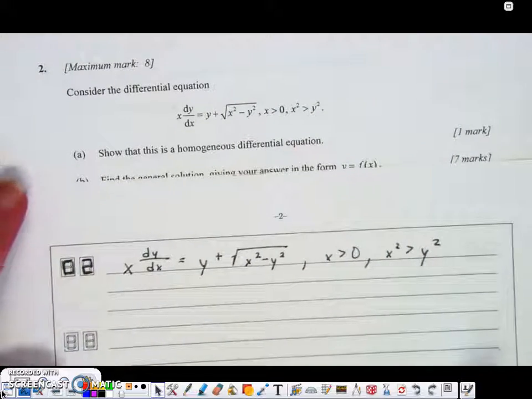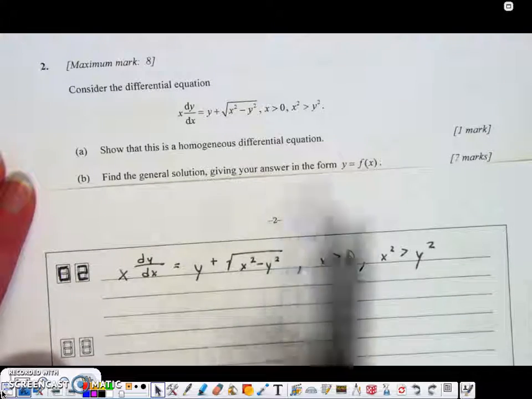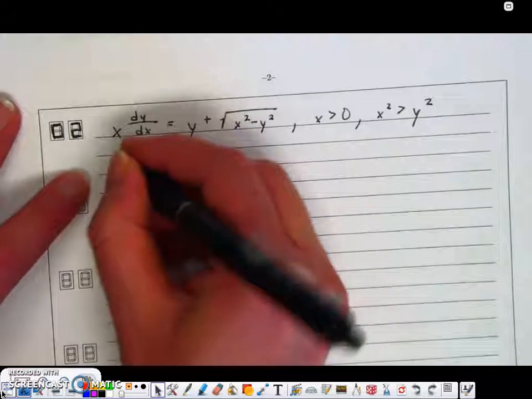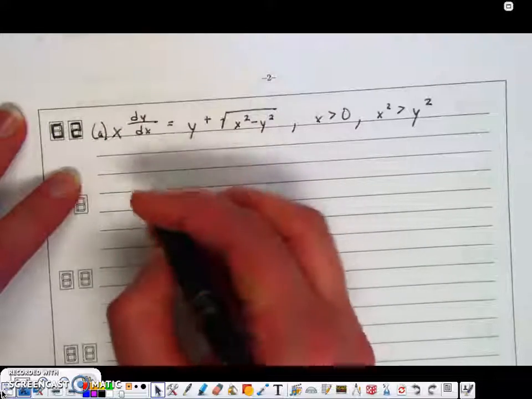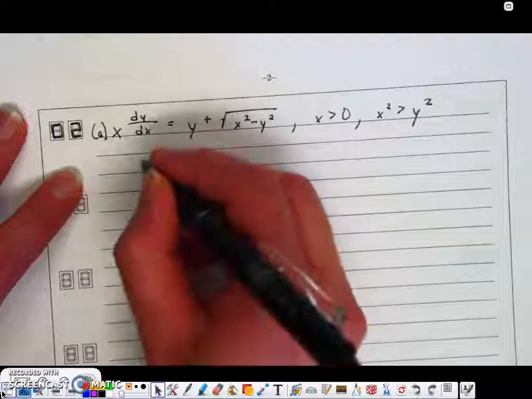It says show that this is a homogeneous differential equation, and then you're just going to solve it. Okay, so that's our goal. So in the A part, we just want to show that it is homogeneous. The first thing you want to do is solve for dy/dx. All that means is I have to divide both sides by x.